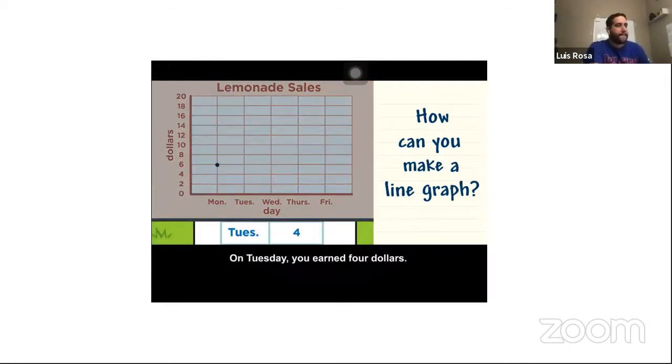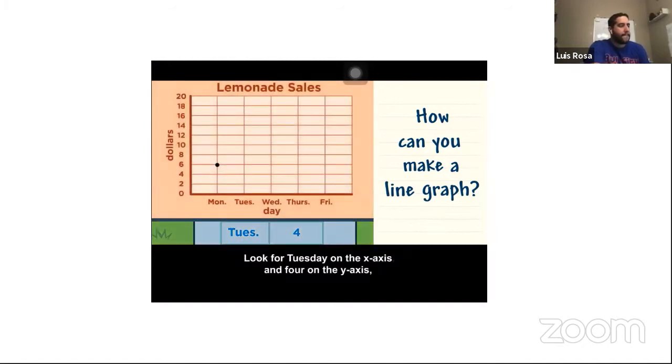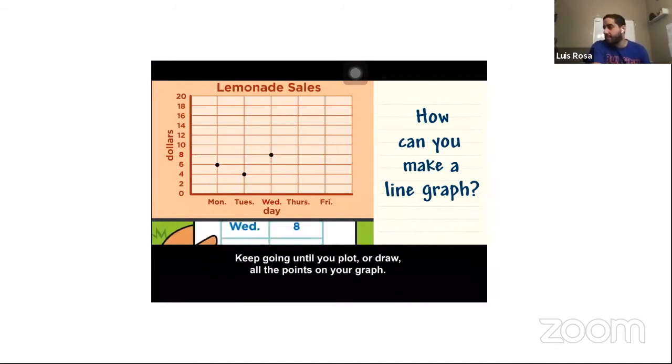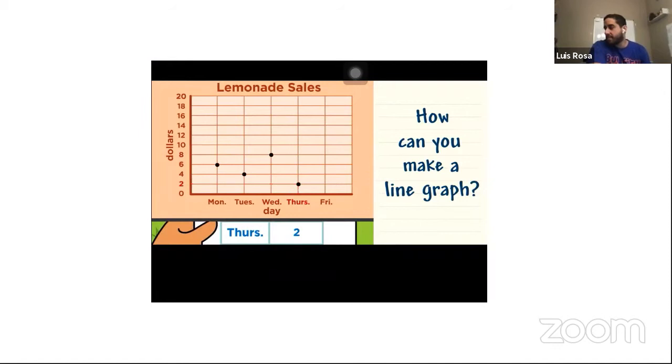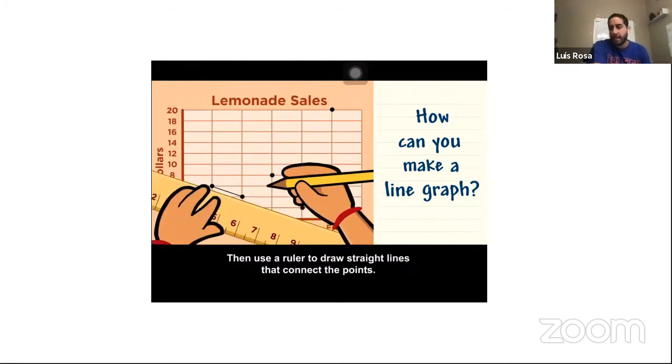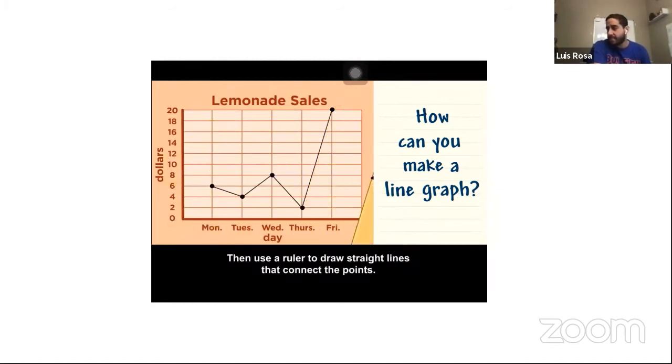On Tuesday, you earned $4. Look for Tuesday on the x-axis and 4 on the y-axis, and find where they meet. Keep going until you plot or draw all the points on your graph. Then use a ruler to draw straight lines that connect the points.